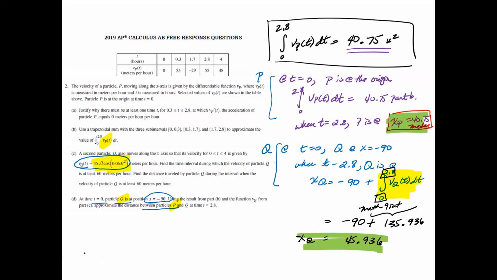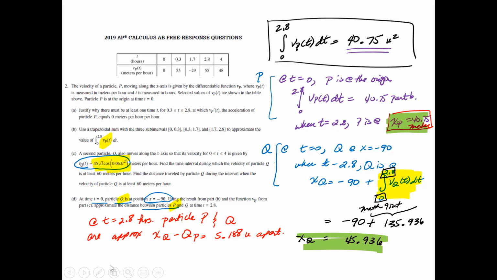Since you're looking at the distance between these two, you could say at t equals 2.8 hours, particles P and Q are approximately, so position of Q minus position of P, subtract the two numbers, 5.188, and given the fact that it's distance, there's no negative number, units apart. And that is your answer.